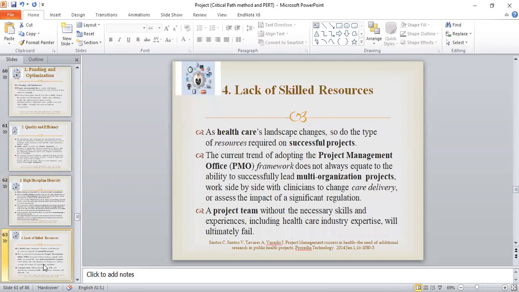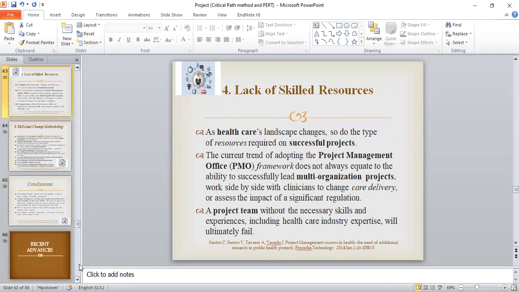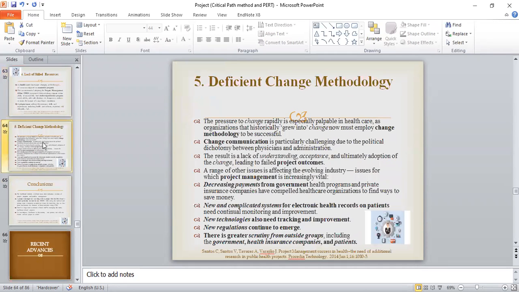A lack of skilled resources and efficient change methodology, which is actually pressure to change rapidly, is especially palpable in healthcare, as organizations have historically changed during the last two decades. There is a change in communication, which results in lack of understanding, acceptance, and ultimately adoption of change, leading to failed project outcomes. A number of issues can be affecting the industry.